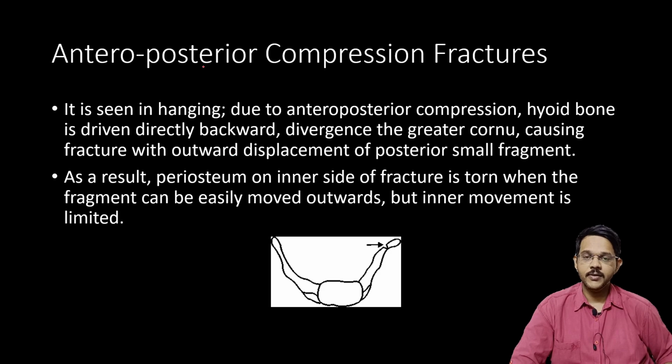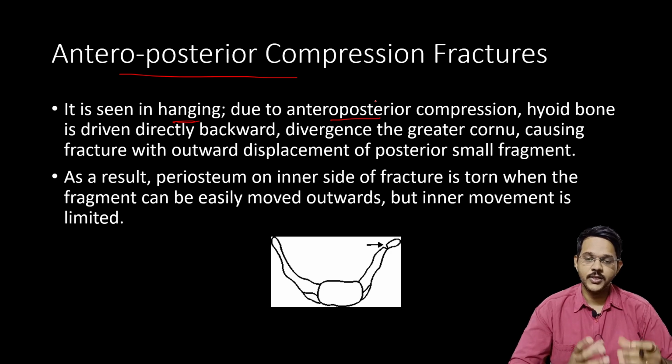Now coming to the second type of fracture, the anterior posterior compression fracture. This is usually seen in hanging cases, and sometimes also in ligature strangulation, if a ligature is used. It is caused by anterior posterior compression. So if the neck is compressed anterior posteriorly, this type of fracture is seen. The hyoid bone is driven directly backwards.